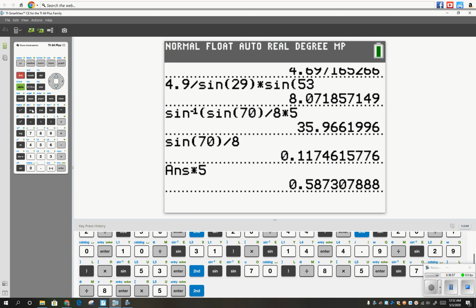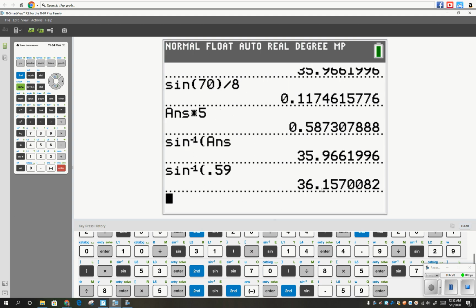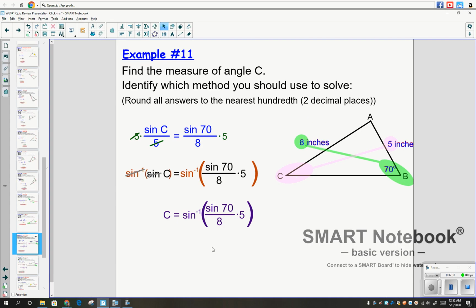So I can do sine inverse of that number, but remember, if you're going to do that, do not round before a final answer. So we're going to use the answer feature in our calculator, which is the second negative, because if you're rounding before your final answer, your answers are going to be off a little bit. And I know, as I've seen some of the homework, some of you have been doing that, and your answers have been off. I get 35.966 here. So for example, if I did sine inverse of 0.59, rounded to 2 decimal places, I get 36.15. I'm off. Not a whole lot, but it's enough to be off. So make sure we don't round before our final answer.